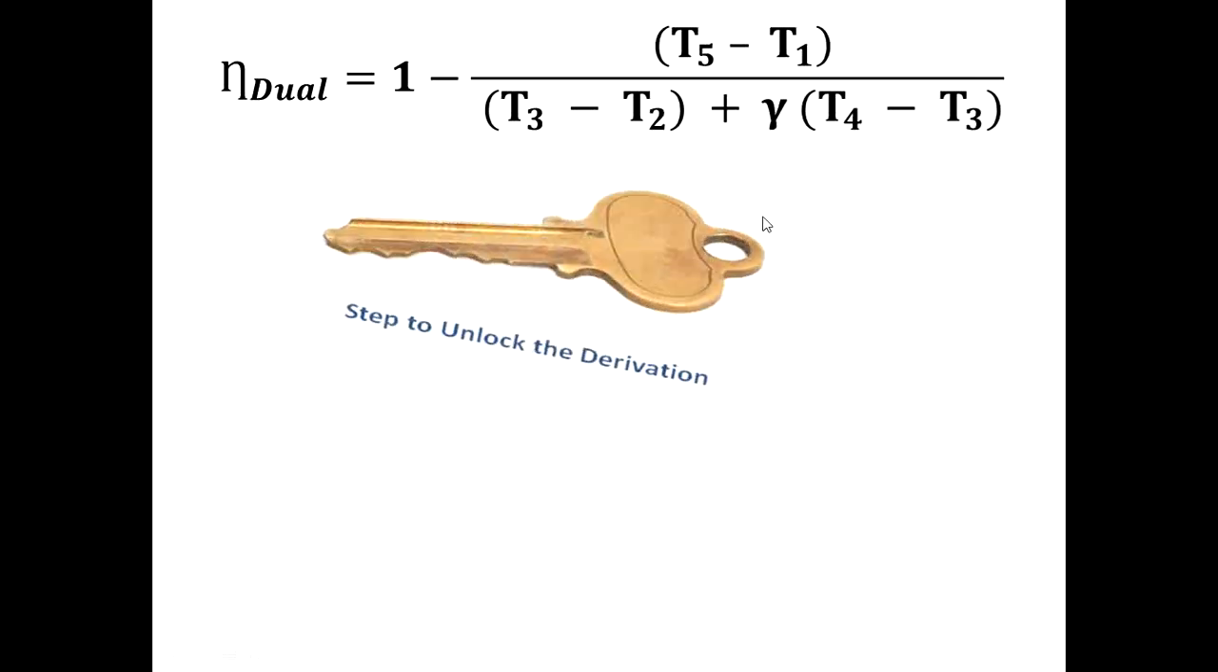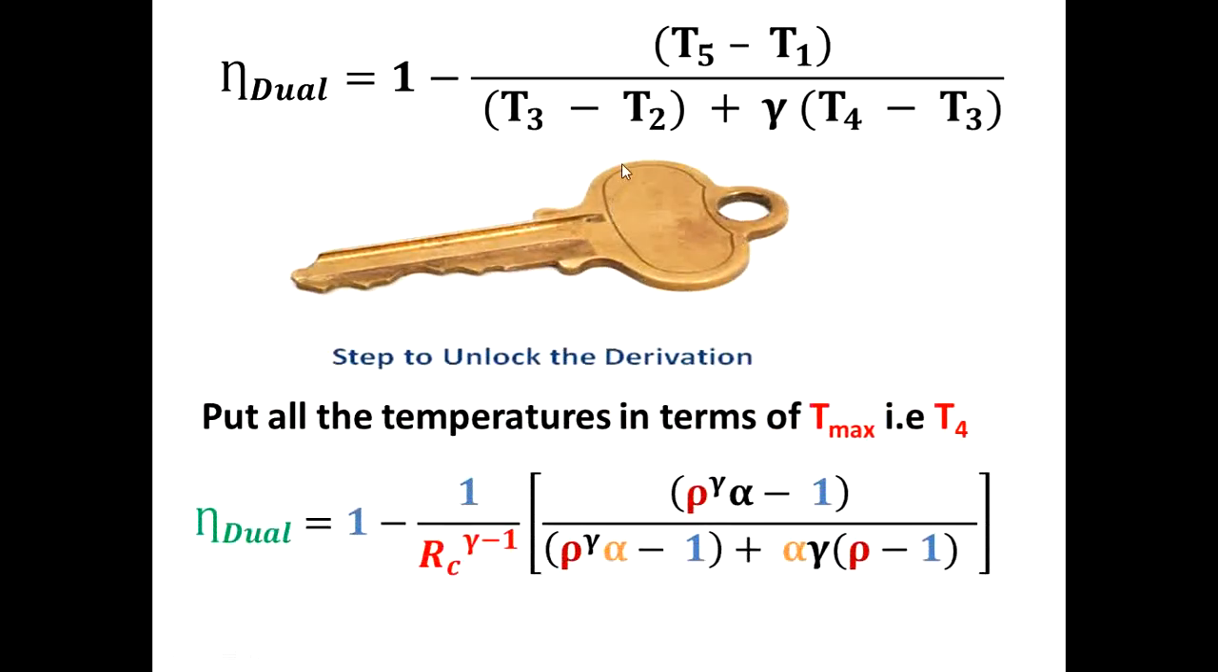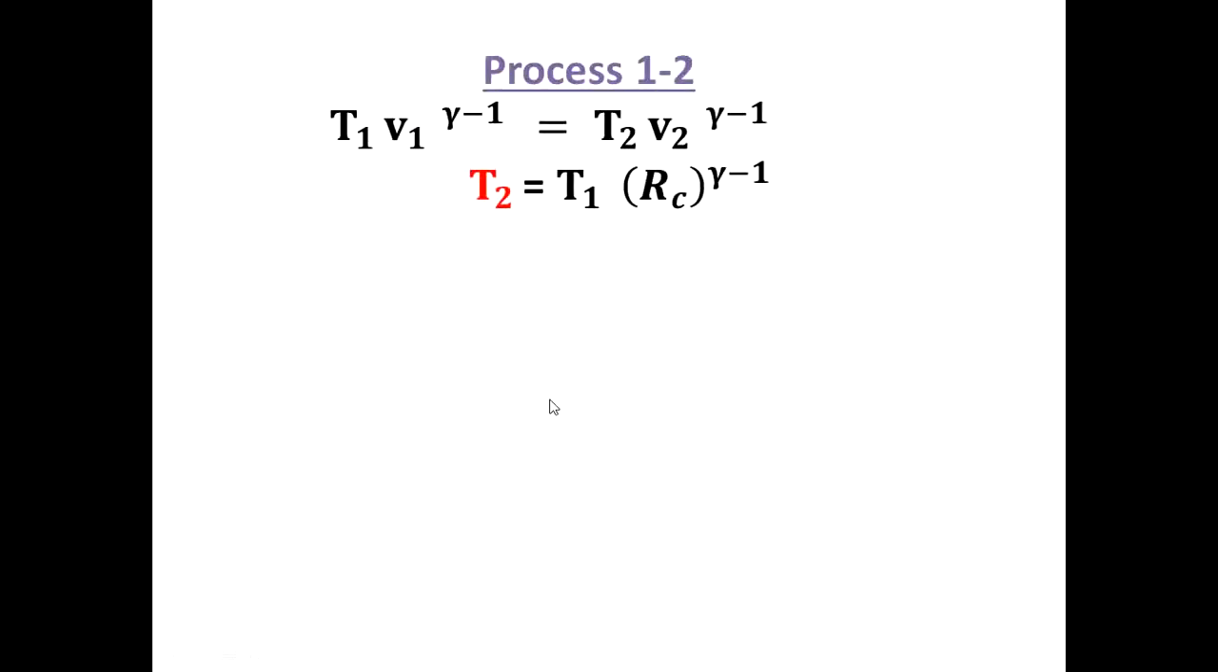And then you can call this equation number 2, and then you put all the temperatures, T5, T3, T2, T4, sorry, T3, T1, everything. Definitely you will get T maximum. In terms of T maximum, your equation will be turned like this. Let us go for analysis of each and every process.